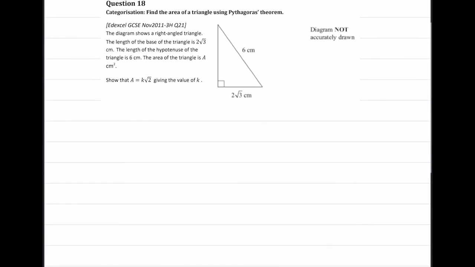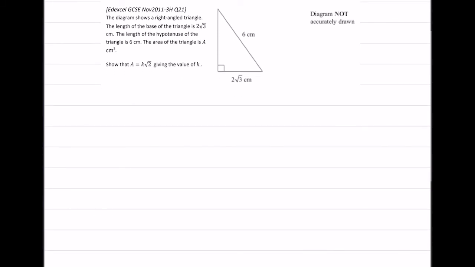The diagram shows a right-angled triangle. The length of the base of the triangle is 2 root 3 centimeters. The length of the hypotenuse of the triangle is 6 centimeters, and the area of the triangle is a centimeters squared. Show that a is equal to k root 2, giving the value of k. We want the value of k, and we have k being in the area, so we are going to be working with the area of this triangle.